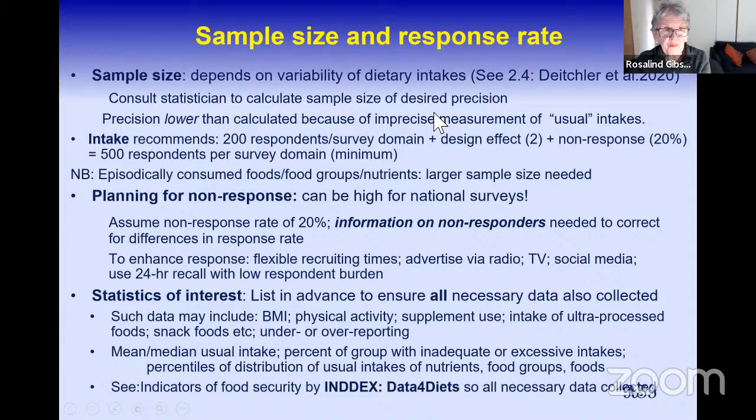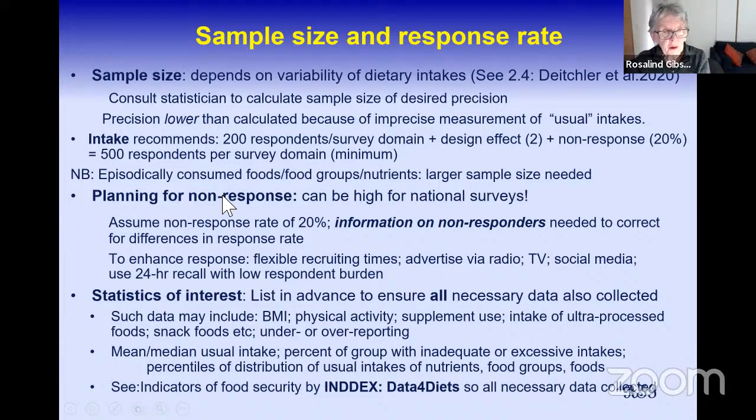It's never the same. If you consult intake.org, their advice is that you have 200 respondents per survey domain, that you add a design effect of 2 and a non-response rate of 20%. That results in 500 respondents per survey domain as a minimum. If you are interested in episodically consumed foods that are not necessarily consumed every day, you might need more than 500 respondents per survey domain.